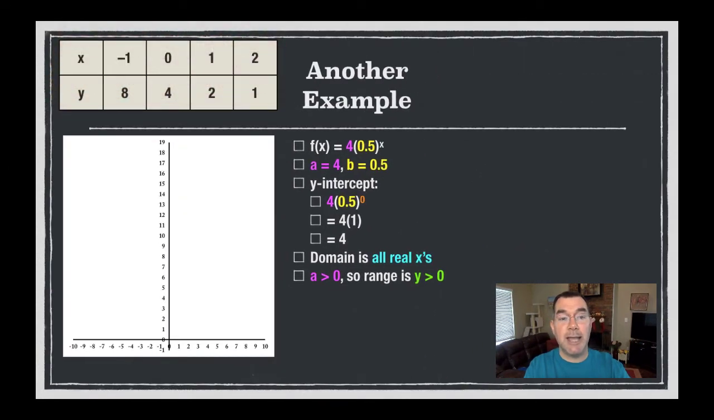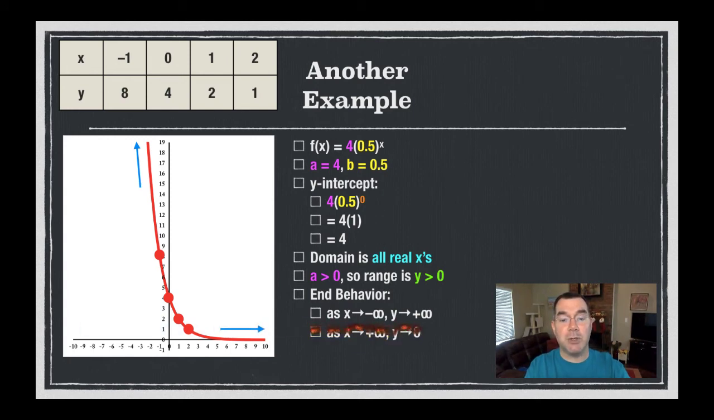So here's a table again. I plugged in the same values of x and got those values of y. So let me just plot those points. Here's the point negative 1 and 8, 0 and 4, 1 and 2, and 2 and 1. And as you can see, the graph is going to look like this. So as I go off to the left, the y values are going to approach positive infinity. And as I go to the right, the y values are going to approach that horizontal asymptote of 0.